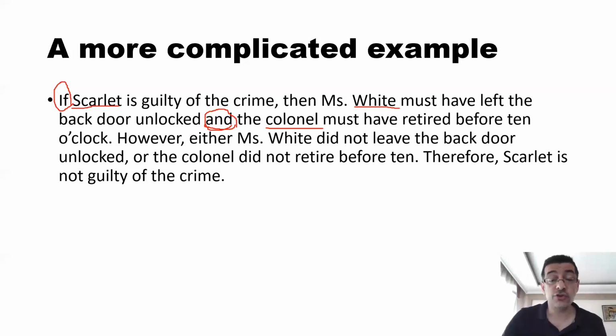Now, what you need to do, as you're translating, is try to figure out which of these two is the main operator, okay? So, retired before 10 o'clock. However, either Mrs. White did not leave the back door unlocked, so that is not W, or the colonel did not retire before 10. So here we have not C. Therefore, not S, right? Because Scarlett is not guilty of the crime. Therefore, not S.